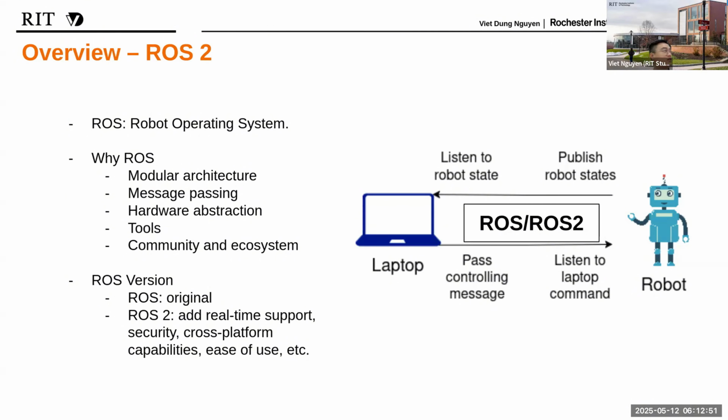So that is the main motivation and the reason why we use ROS as the main communication channel and protocol between the laptop and the robots. There are originally two ROS versions. First, ROS with no number is the original version. It was designed and implemented a long time ago and doesn't really support modern robots anymore, I guess. Now we have ROS2. It added real-time support, security, cross-platform capabilities, ease of use, and so on. So in this tutorial, I will be talking about ROS2 as the main communication channel between those.